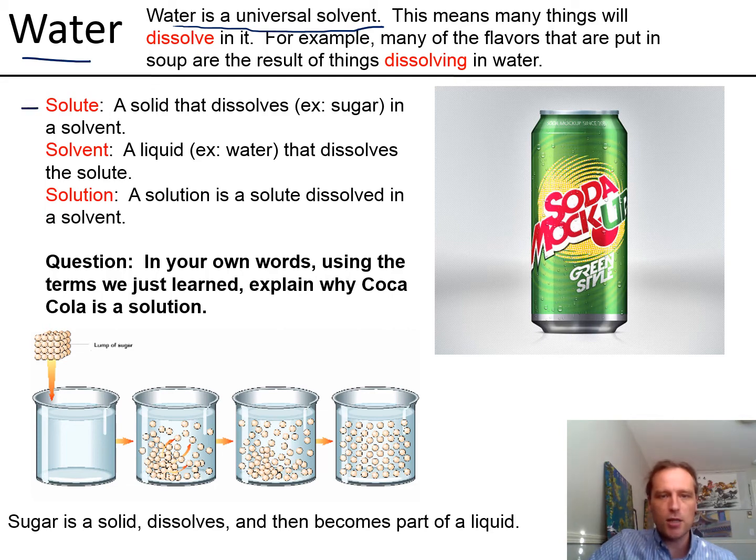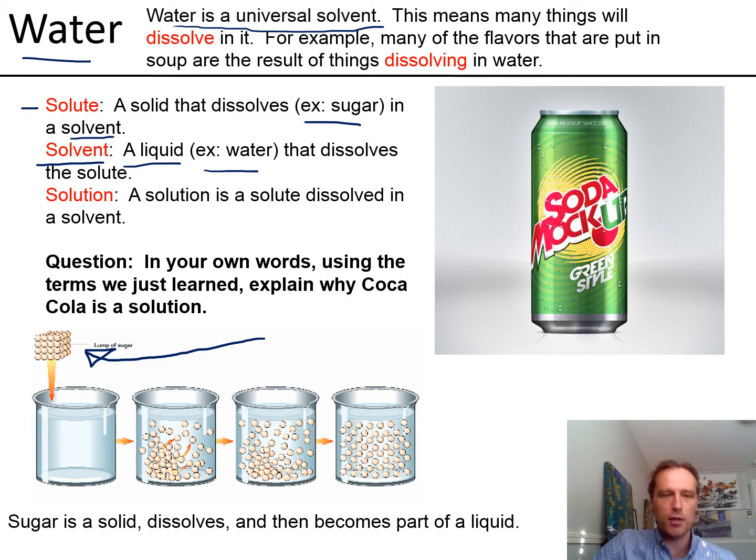Number one, a solute. A solute is any solid that dissolves, for example, sugar, in a solvent, which brings up the question, what's a solvent? Well, water is a solvent, a liquid that dissolves the solute. So let's look down here. There's a lump of sugar, and then there's the water below it. So the sugar is the solute. The water is the solvent. When you put the sugar in the water, the sugar will dissolve.